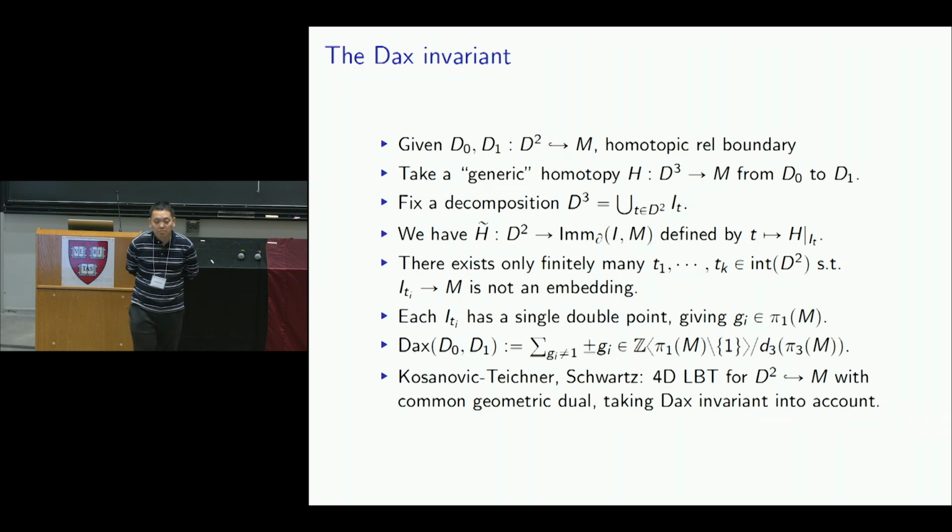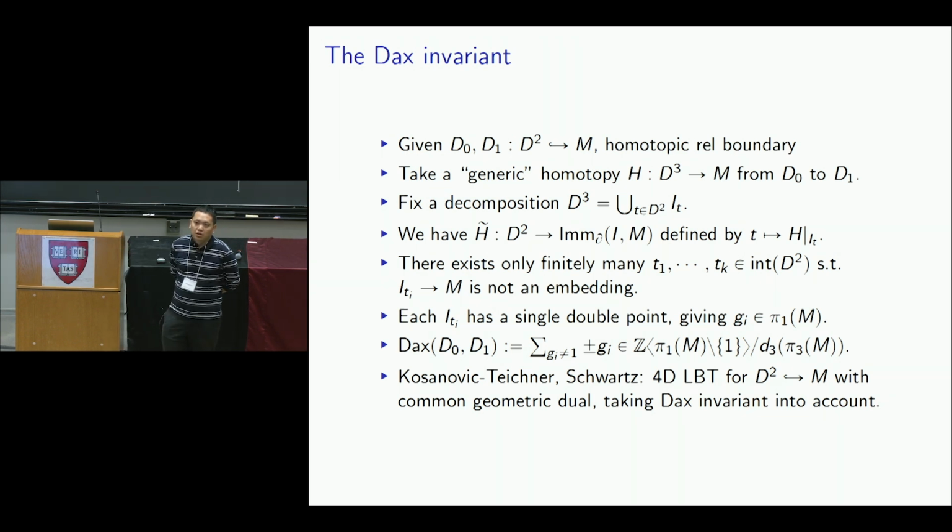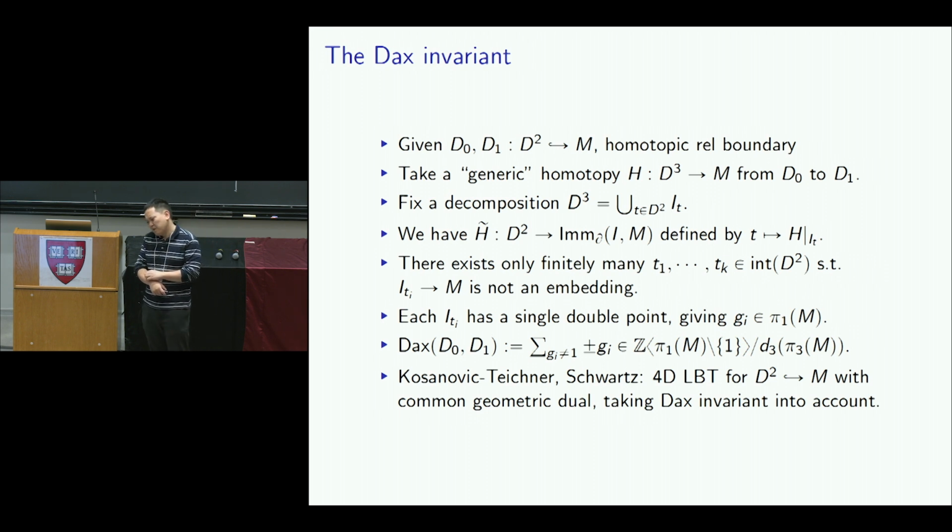The Dax invariant for maps of two-spheres, well, you can think of the Freedman-Quinn invariant essentially as an analog of the Dax invariant for two-spheres. So it's basically sort of the same theorem. I'm not sure. It just looks similar, but the definitions are not quite the same.